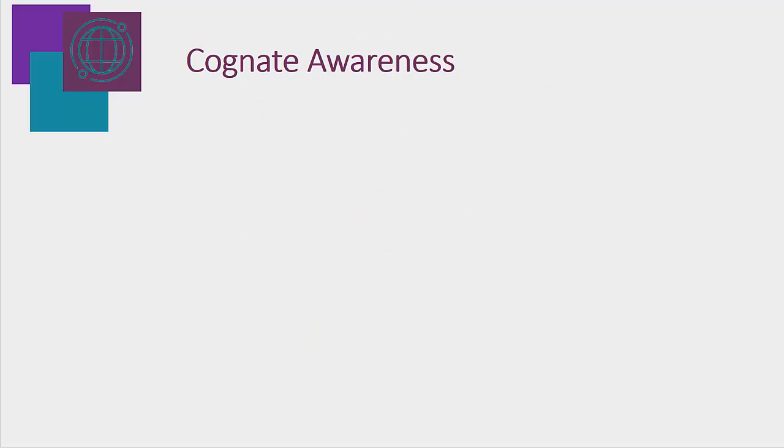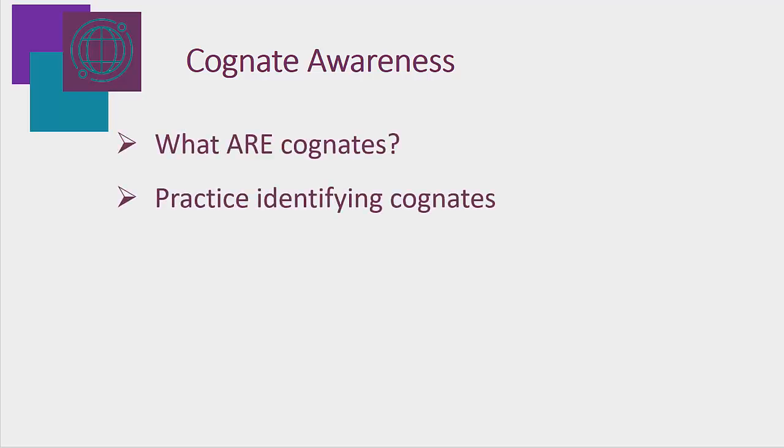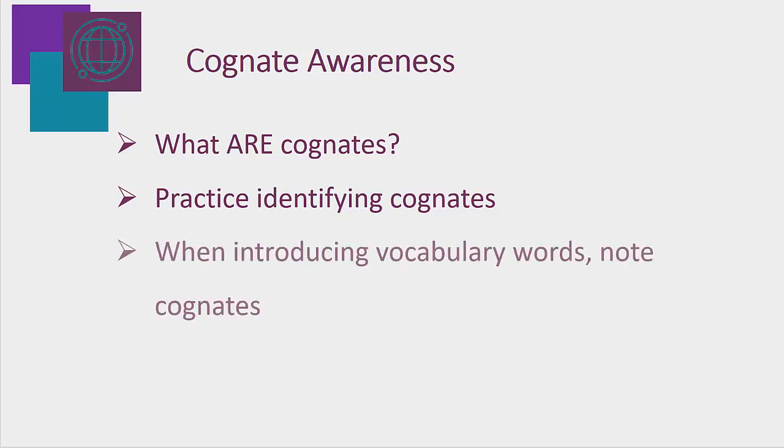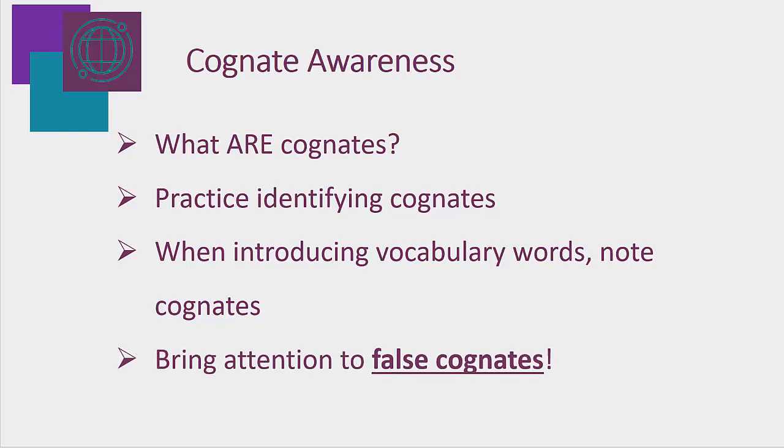Depending on your class composition and language representation, you may want to bring explicit attention to cognates. Define what they are with your students. Practice identifying cognates and notice which languages commonly have cognate connections. You will want to help students develop their own awareness of cognate patterns with their first language. And finally, it is useful to flag false cognates, which may cause confusion for students, such as compromiso in Spanish, which means commitment, not compromise.